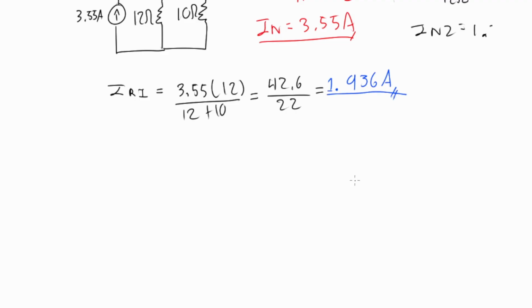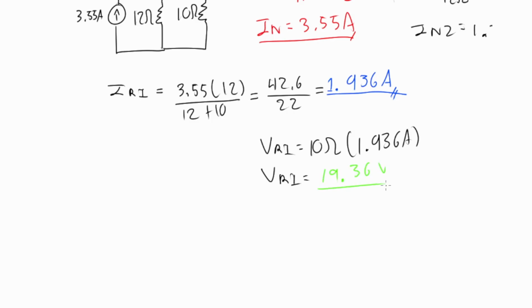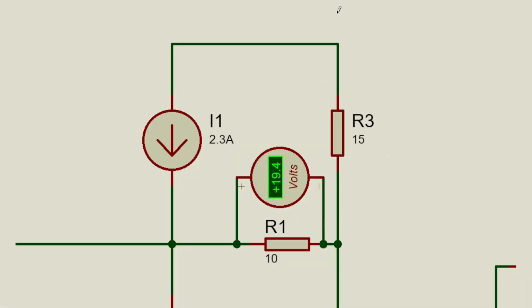And if we wish to know also the voltage, it's pretty easy. We just multiply the resistance value, which in this case is 10 ohms, by the current. So the voltage in resistor 1 will equal 19.36 volts. It's that easy. Now if we simulate the circuit, we can see that the voltage is correct and thus the current is also correct.